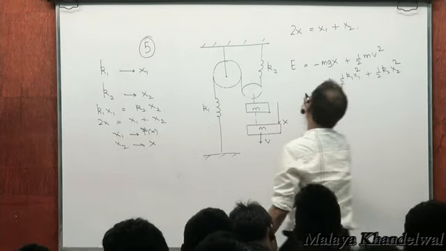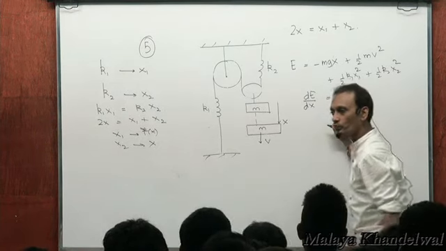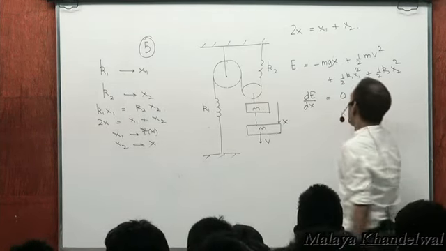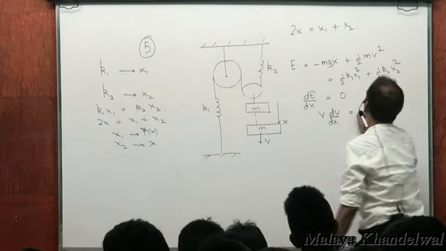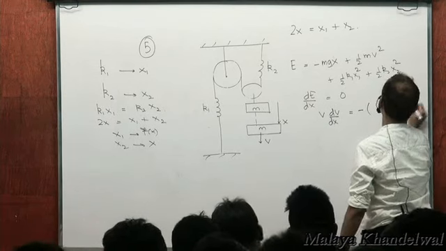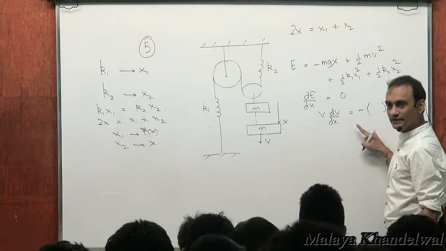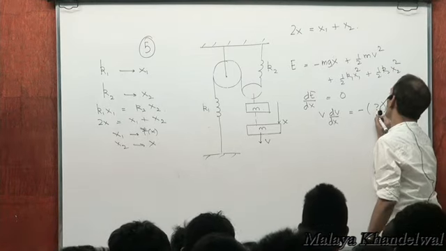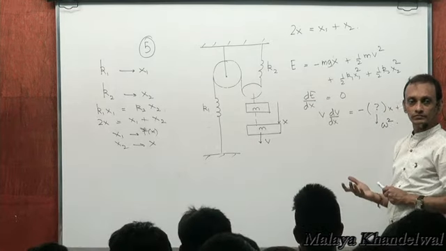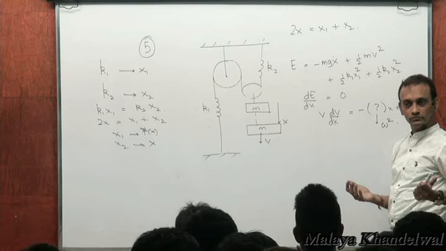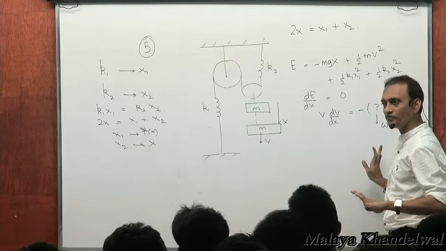So again I do dE/dx equal to 0, and I would end up getting v dv/dx as minus of something into x plus something, where this thing would then be omega squared. This is what we need to do here. Confused? No? You'll be able to do it from this point onwards, right?